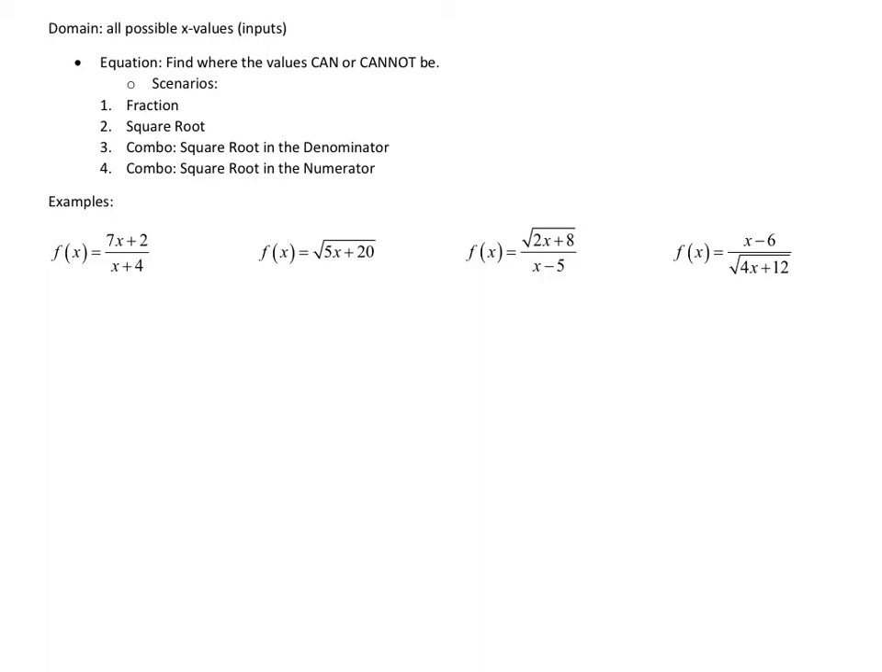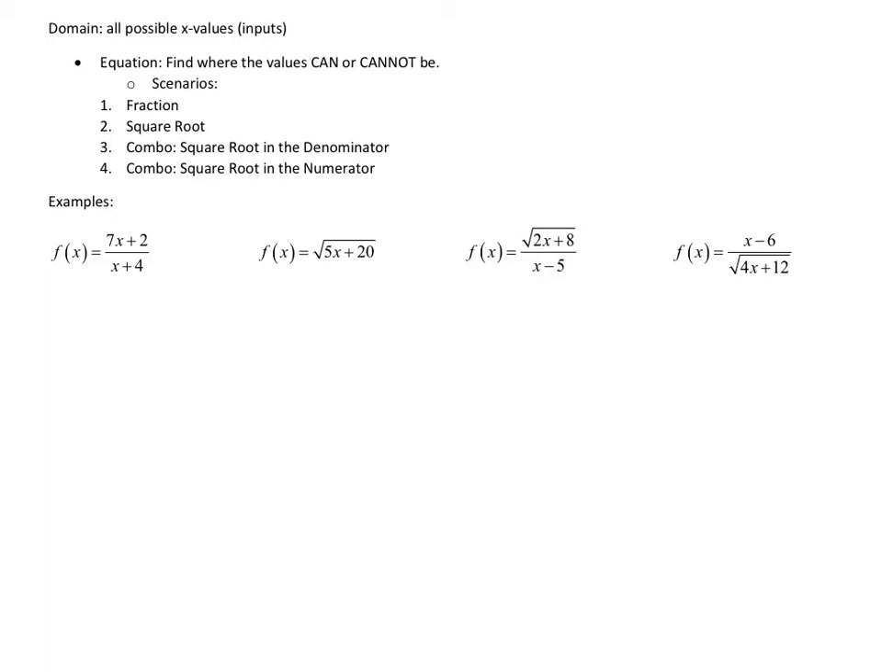Now, when we put those 2 together, we end up with 4 scenarios. So we could have just a regular fraction. We could have a square root. We could have a square root in the numerator, and we can have a square root in the denominator. Okay, so that kind of is where we get those 4 cases. And each of those cases, while they're going to look very similar when we're solving them, they'll end up actually having a little bit different answer when we come to the end.